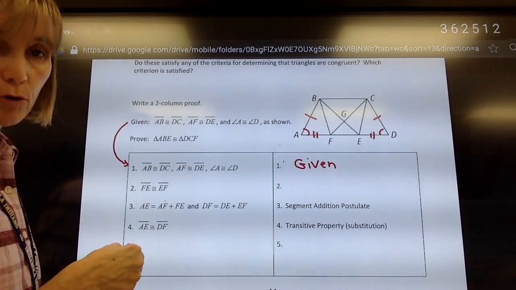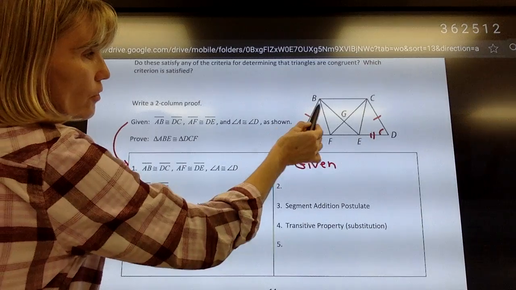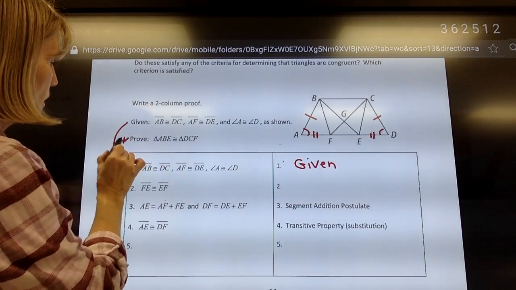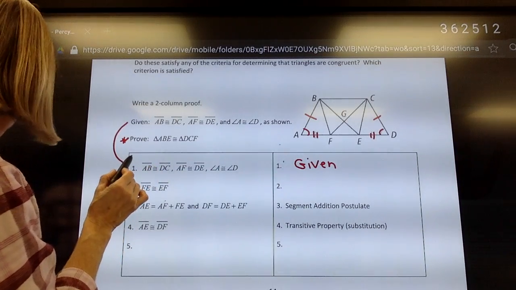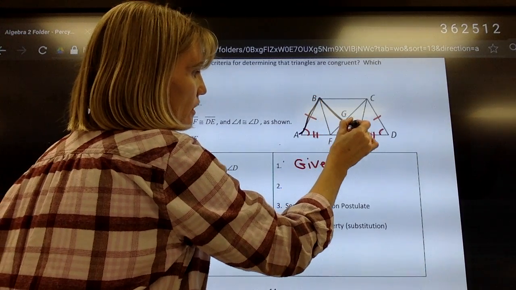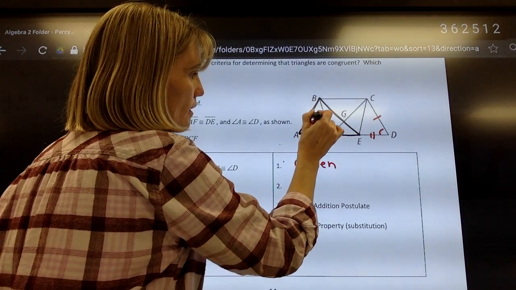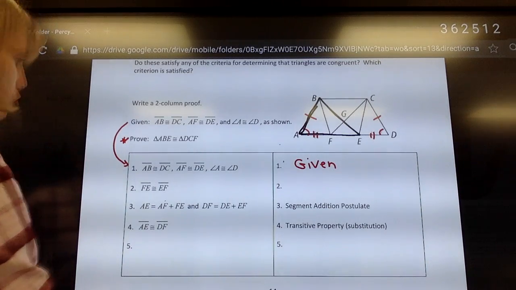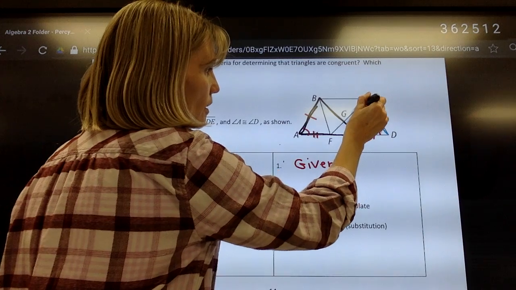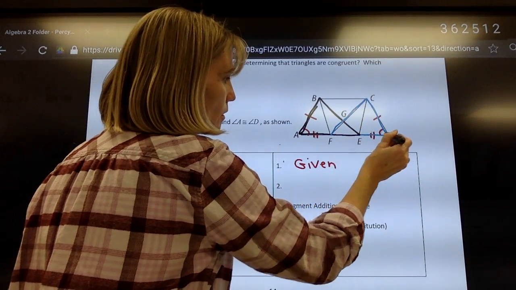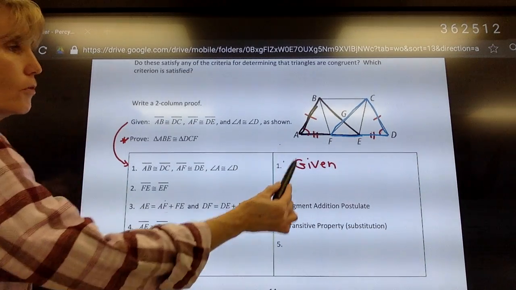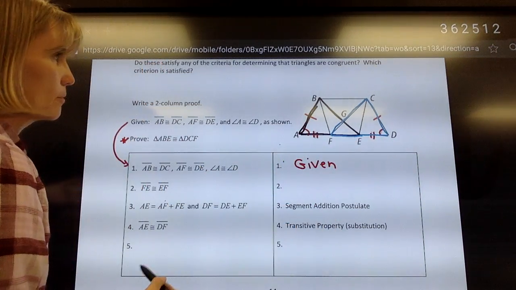Now what we're trying to prove, you can see that little triangle there and that little triangle there, but that's not what we're trying to prove. Right here it's telling us we're trying to prove that triangle ABE, so from A to B over to E, that triangle right there, is congruent to triangle DCF. Here's D, up to C, and down to F. Those are the two triangles that we're trying to prove congruent, the black triangle here and the blue triangle there.